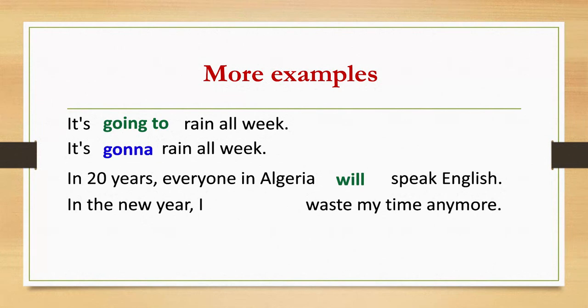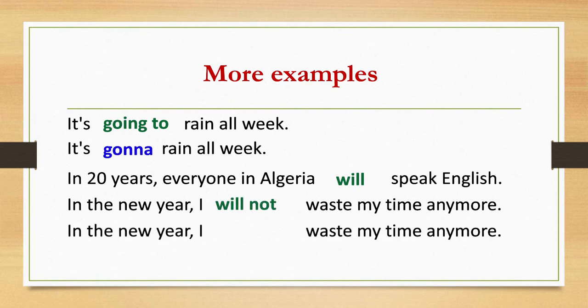In the new year, I will not waste my time anymore. It looks like a resolution for the new year. So we just made, at the beginning of the year, a resolution to do or not do something. And we say, I will not waste my time anymore. In the new year, the contracted form for will not, we say, I won't waste my time anymore.